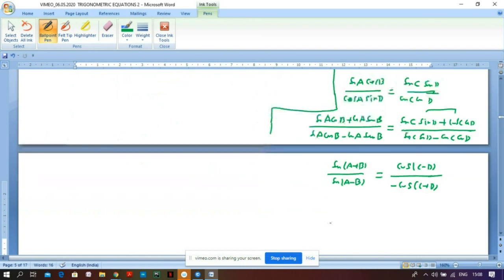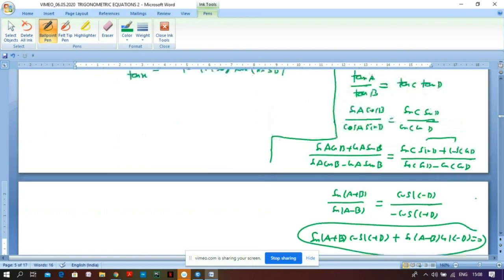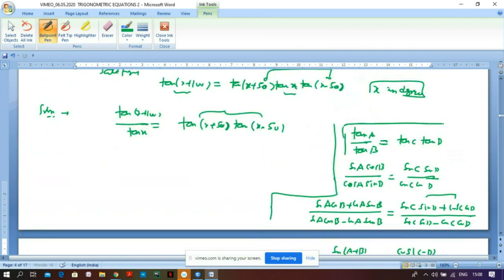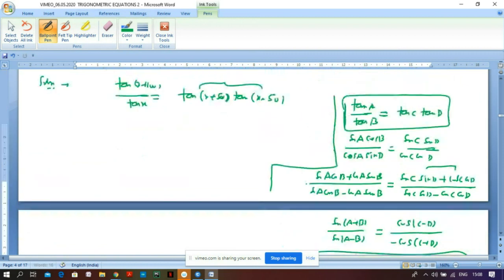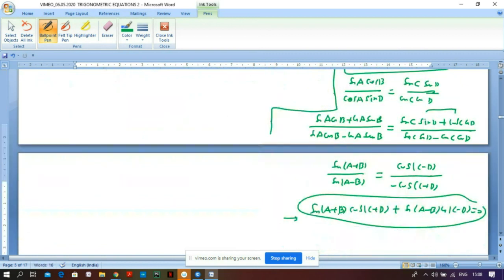So I will read it as sine of (A plus B) times cos of (C plus D) plus sine of (A minus B) times cos of (C minus D) equal to 0. So we learned this thing, that if we are given tan A over tan B equals tan C tan D, then it is good that you reduce it to this form. Means see this tan A, think sin (A plus B), sin C. So sum and difference: sine of sum into cos of sum plus sine of difference into cos of difference is 0.